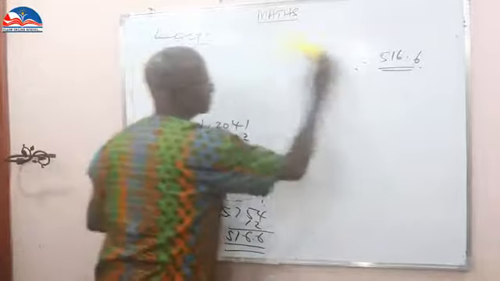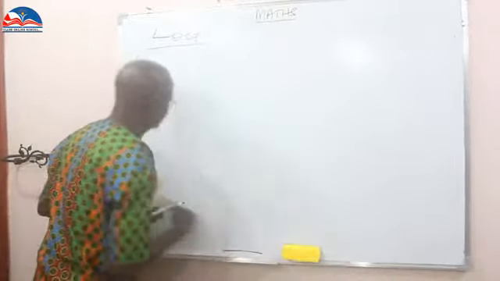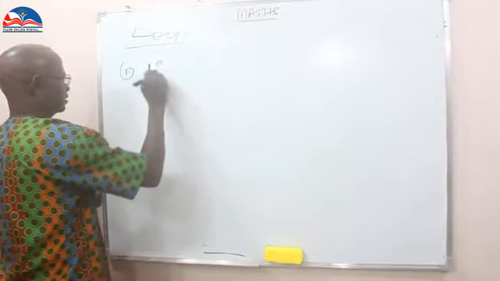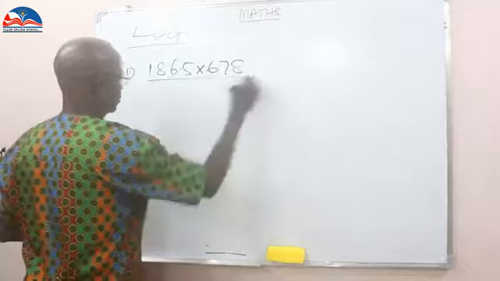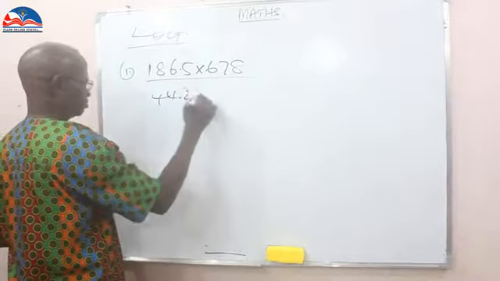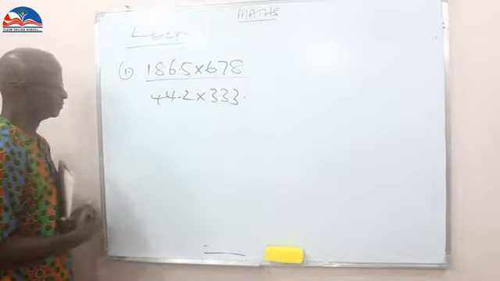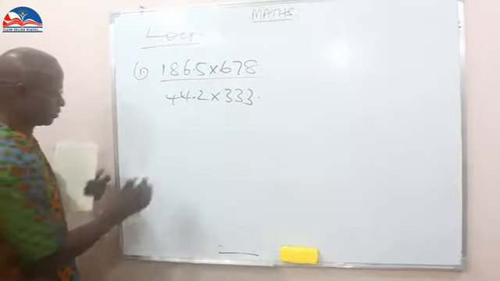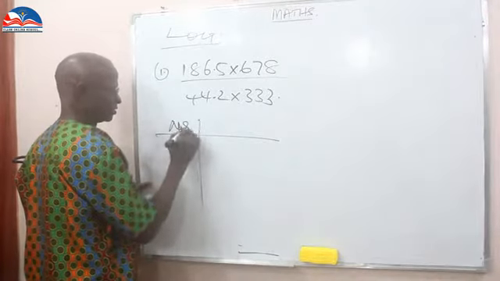Higher numbers. If you are given 186.5 times 678 all over 444.2 times 333, what do we do? See how it goes. For numbers more than 1, we use log.